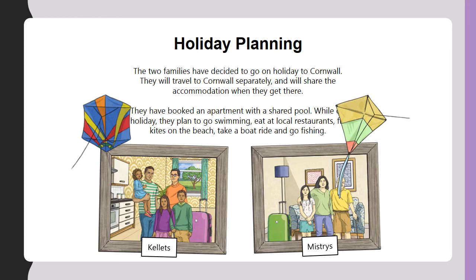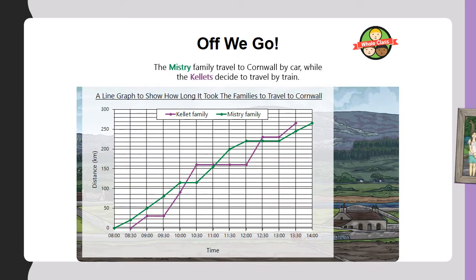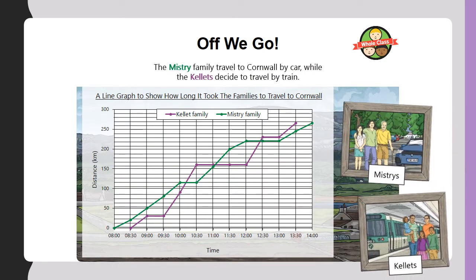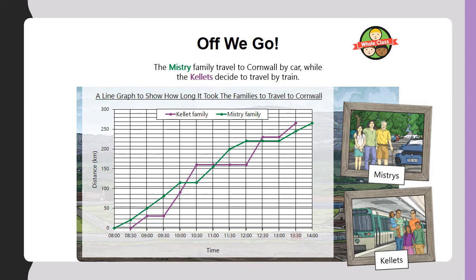They have booked an apartment with a shared swimming pool. And while on holiday, they plan to go swimming, eat at local restaurants, fly kites on the beach, even take a boat ride and go fishing. Sounds like fun. But first, they need to get there. The Mystery family are going to travel to Cornwall by car, whilst the Kellets are going to travel by train.